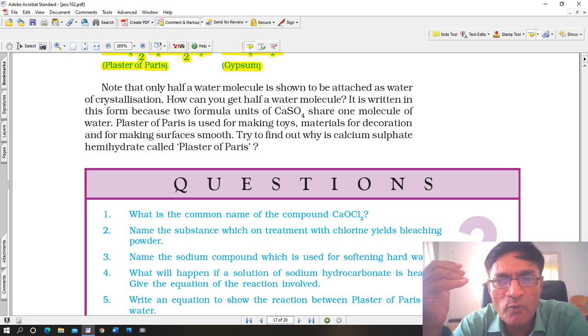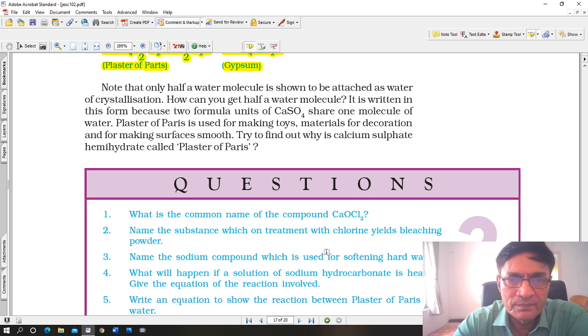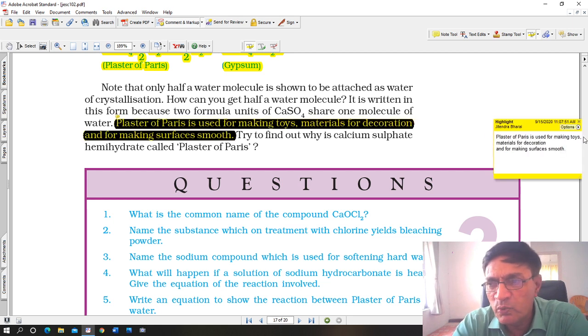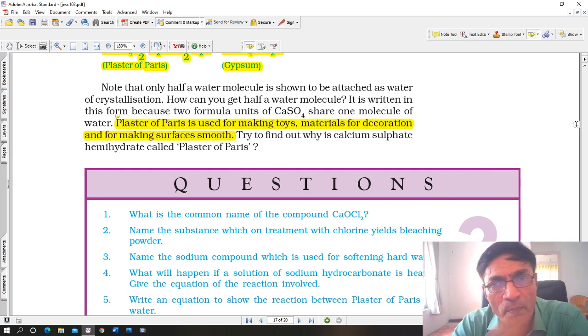How can you get half a water molecule? It is written in this form because 2 formula units of calcium sulfate share 1 molecule of water. Plaster of Paris is used for making toys, materials for decoration, and for making surfaces smooth. Again, what are the uses of plaster of Paris? Okay, it is used for making toys, materials for decoration, and for making surfaces smooth. Many people also use plaster of Paris on their ceiling.